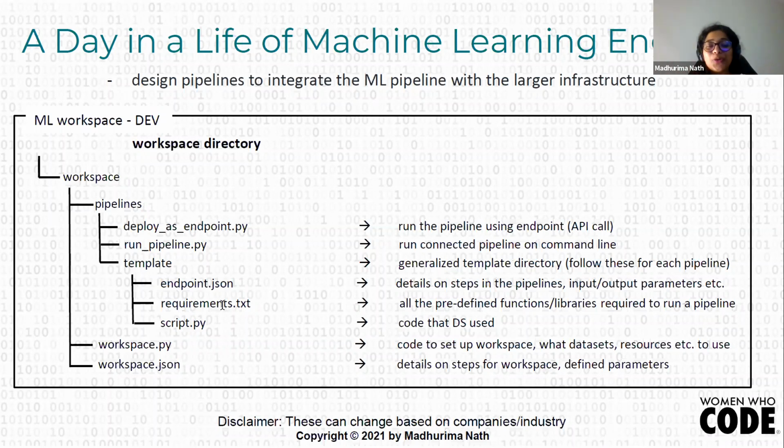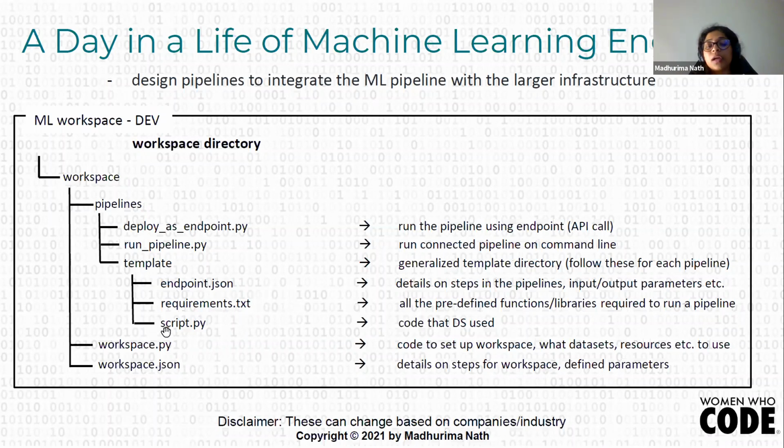Again, I'm trying not to go into too much technical detail, but I'll show you an example of how the JSON file looks. Requirements is a text file where you would list out all the predefined functions or libraries that you're going to use. Let's say you're using scikit-learn from Python. You would say, okay, I would need this version of scikit-learn. Let's say you're using pandas. You would say, I would need this version of pandas. So all the requirements that are required to run a model or to clean the data will go in the requirements.